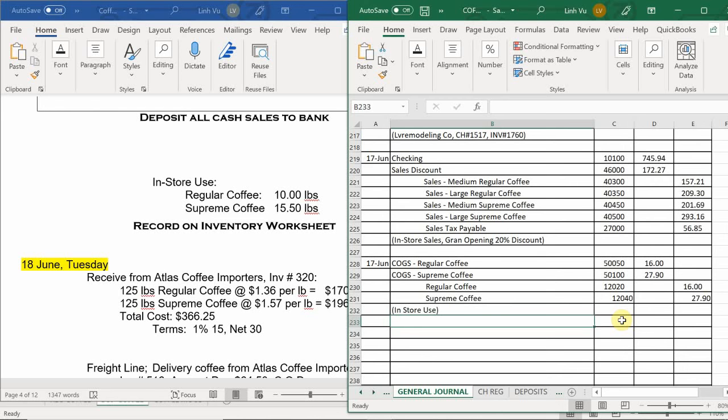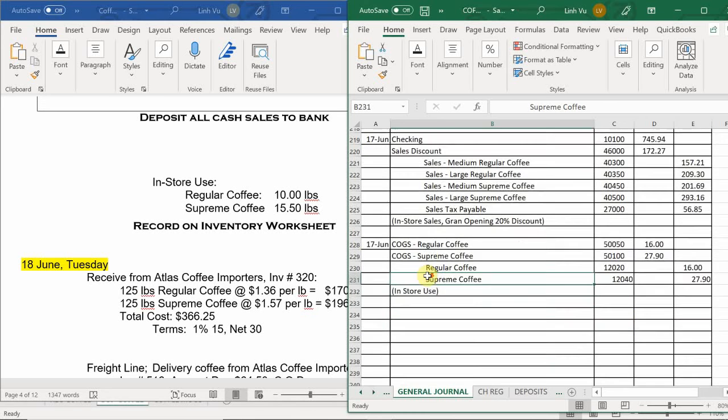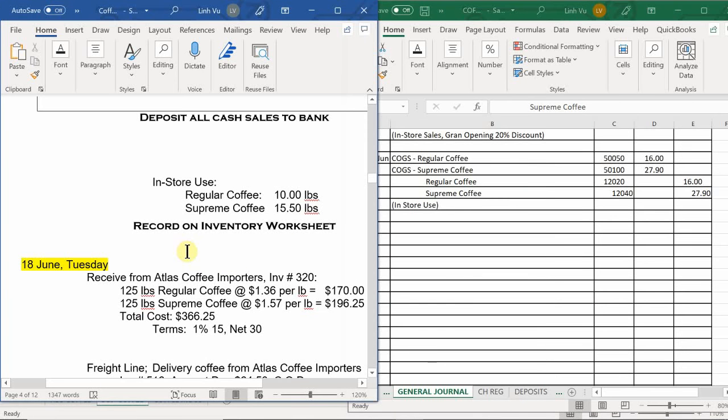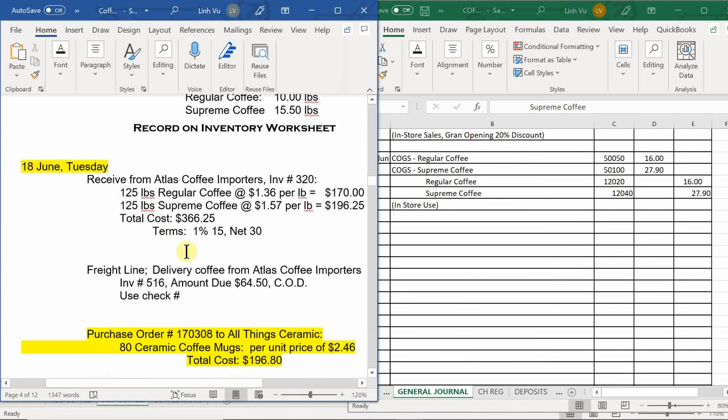Yes, we do. So again, we just finished the 17th of June where we just had our very first in-store sales. We've journalized it, we updated our inventory, we deposited the money into our checking account. So now we need to do one thing. We updated our inventory, we updated the journal. Now we're finally on the next day, which is going to be Tuesday, June 18.